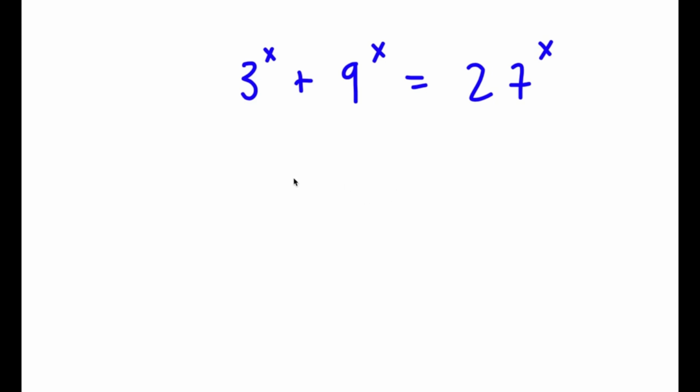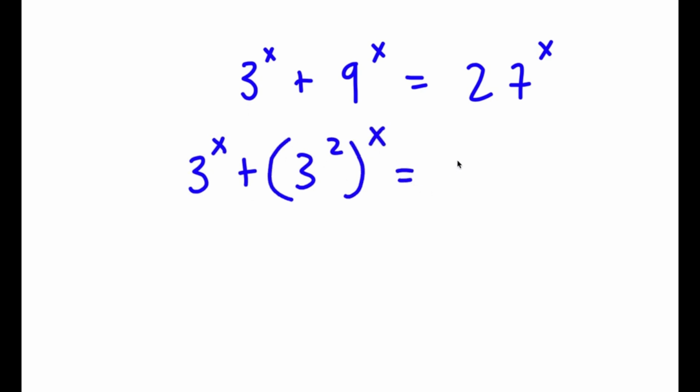Alright, so I have 3 to the power of x plus 9 to the power of x is equal to 27 to the power of x. So to solve this, I'm going to first rewrite 9 here as 3 to the power of 2. So now I have 3 to the power of x plus 3 squared to the power of x is equal to 27. I'm going to rewrite as 3 to the power of 3. So equal to 3 to the power of 3 to the power of x.